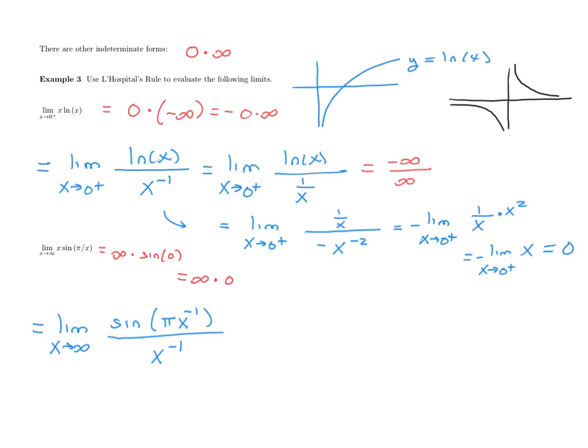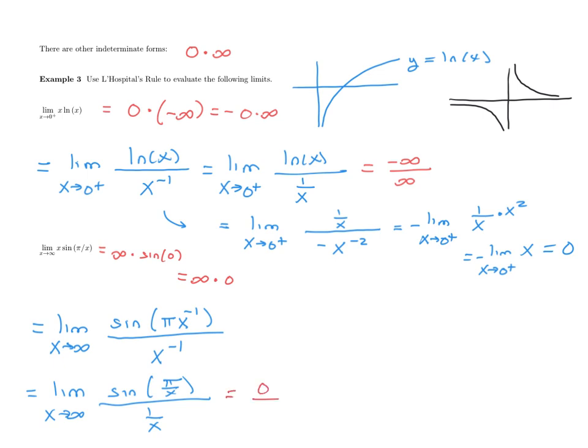Before moving on, you could, again, think of this as the limit as x goes to infinity of sine of pi over x divided by 1 over x, if you prefer to think of not negative exponents but fractions. Is this an indeterminate form? Well, the numerator goes to sine of 0, and sine of 0 is 0.